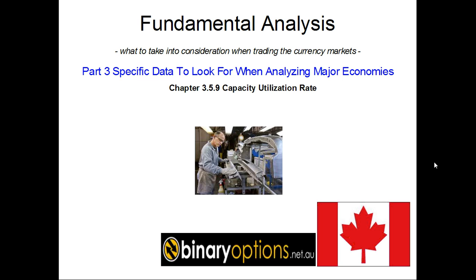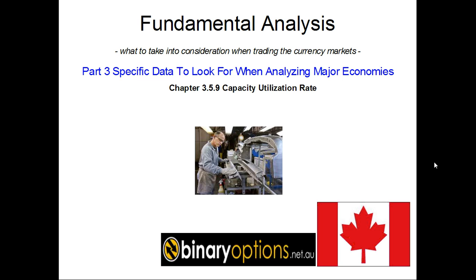Under the specific data to look for when analyzing major economies, capacity utilization rate out of Canada is one of the most interesting ones, let's say, because it is designed for the Canadian economy. It is also to be taken into consideration for the United States economy, but not as important as other indicators for the US. However, it works very nicely for Canada.